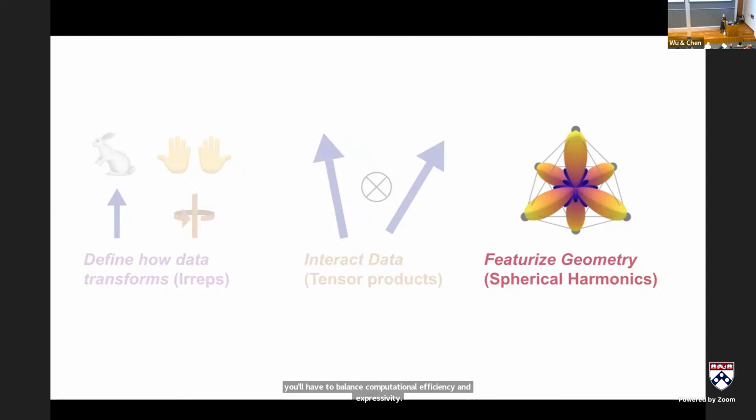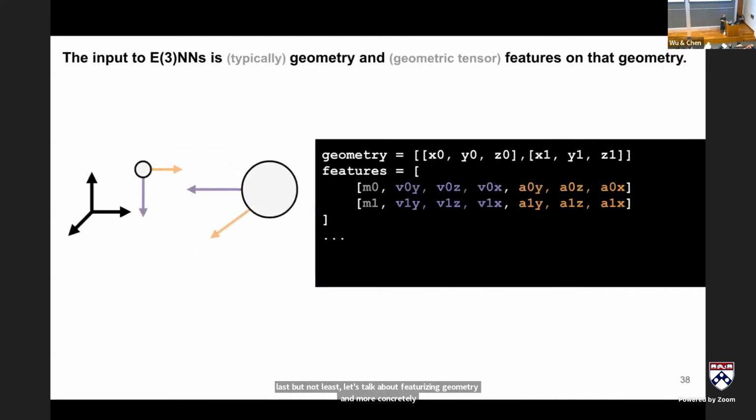Okay, last but not least, let's talk about featurizing geometry and, more concretely, how do we actually represent our system to these models? Typically the input to an E3NN is going to be geometry, so where things are in space, and then what's living at that point in geometry. This is for a point set, but you could imagine something analogous for images or meshes. So let's say I have this 2-point mass system, and these point masses have a mass, and they have an acceleration and a velocity vector.